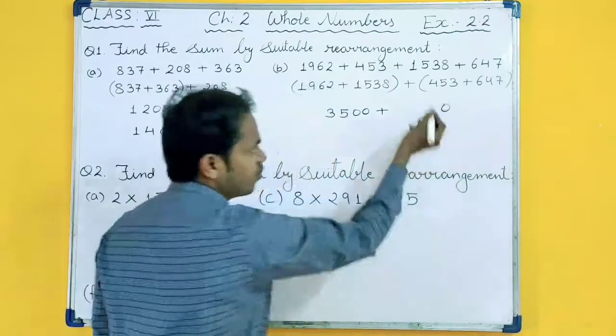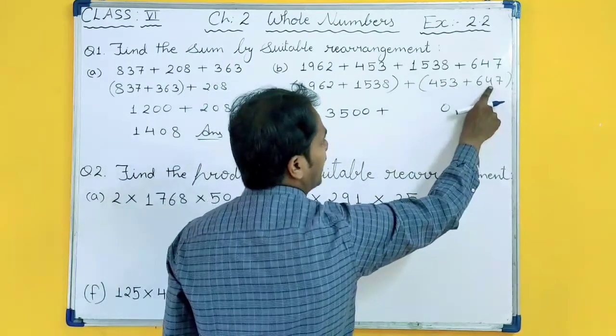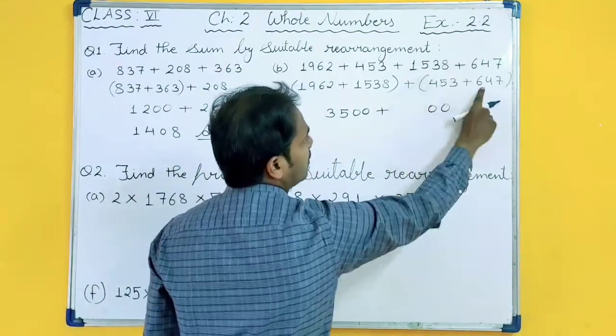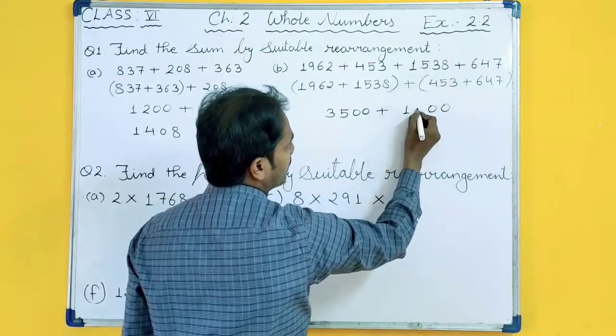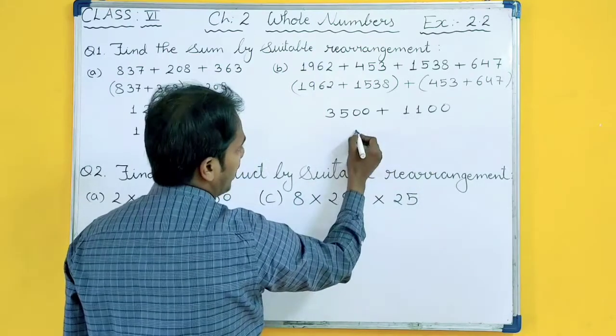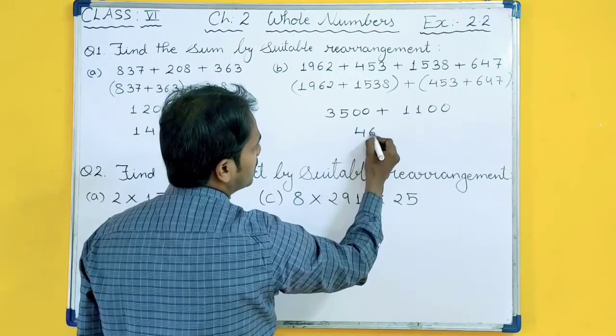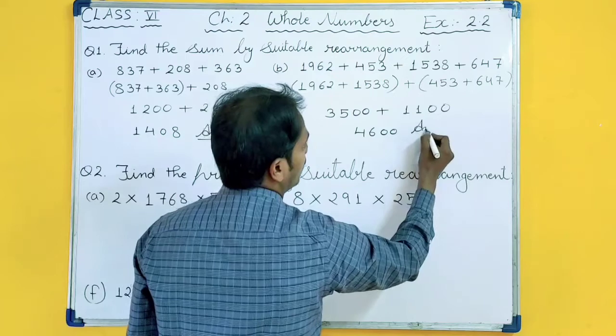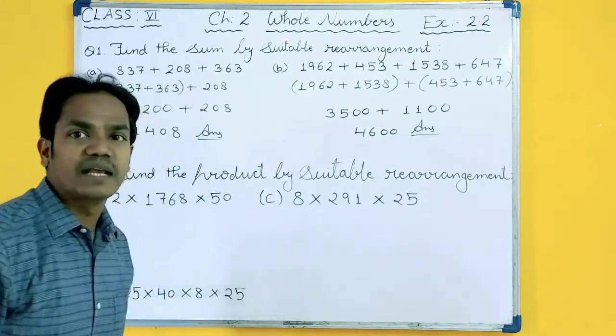3 plus 7 is 10, 0, carry 1. 5 plus 4 is 9, 9 plus 1 is 10, 0, carry 1. 6 plus 4 is 10 plus 1 is 11. So 3500 plus 1100. When you add this, you will get 4600. This is your suitable rearrangement.